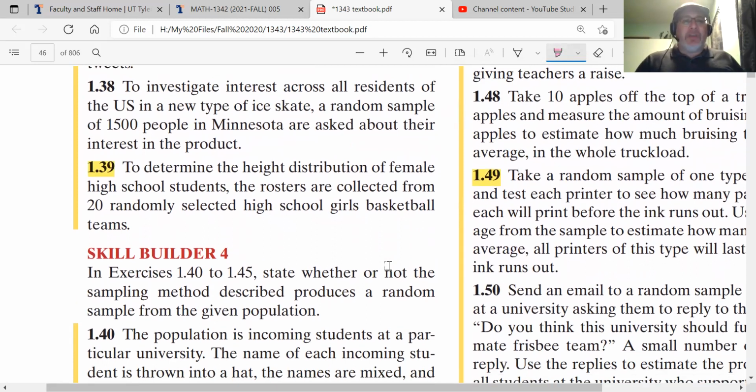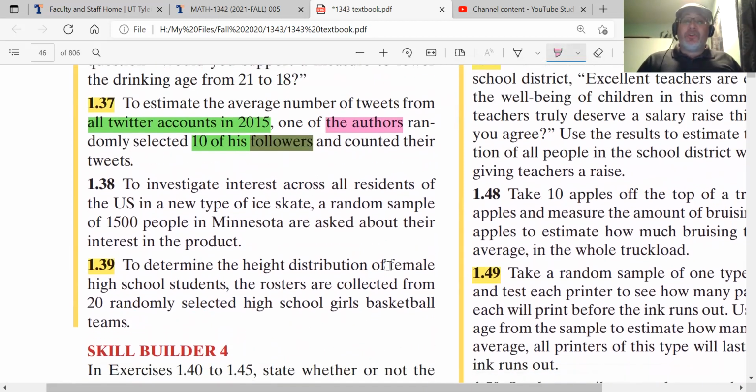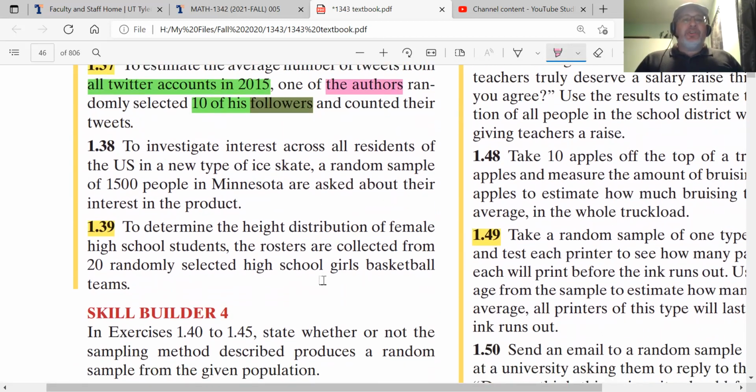All right, number 39. Again, we're trying to find the sample, the population of interest, and the true population we can generalize to from the sample. Number 39, to determine the height distribution of female high school students, the rosters are collected from 20 randomly selected high school girls basketball teams. Our population of interest is female high school students, but where did the sample come from? 20 randomly selected high school girls basketball teams.